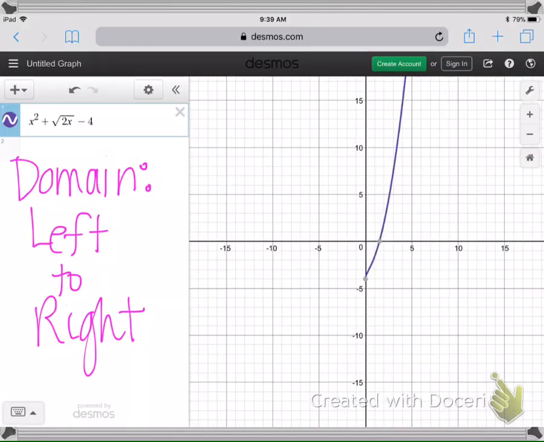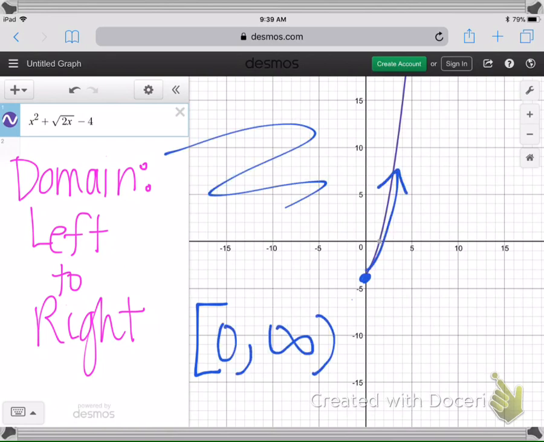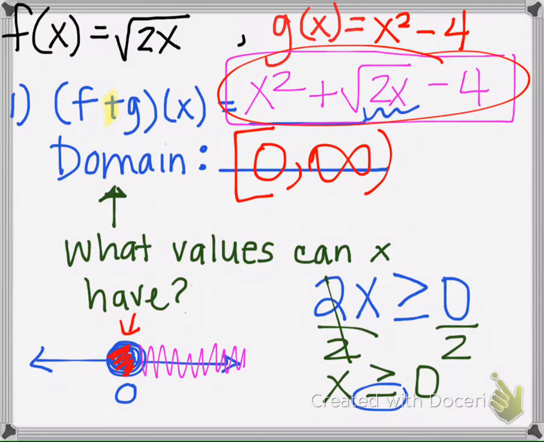Now if we take a look at the graph, here's what it looks like when I ask Desmos to graph it. And you can notice it starts at 0, right here. And then to the right, it goes on and on and on. So the graph never comes over here. So it matches what we got here for our answer.